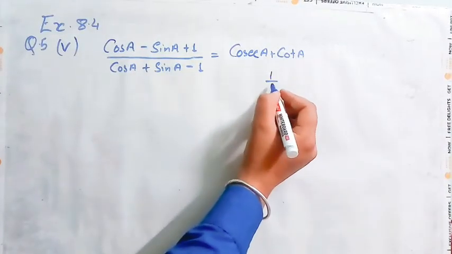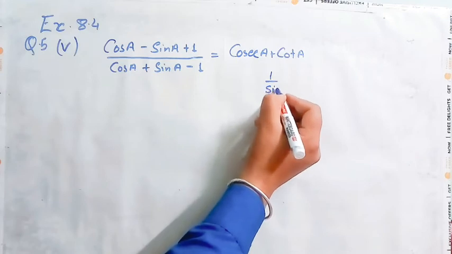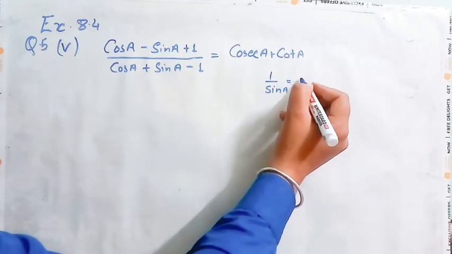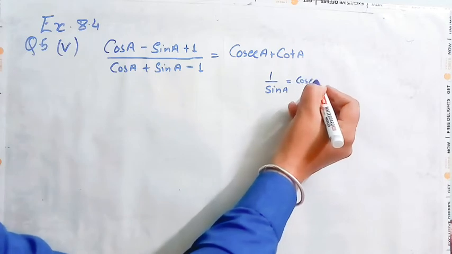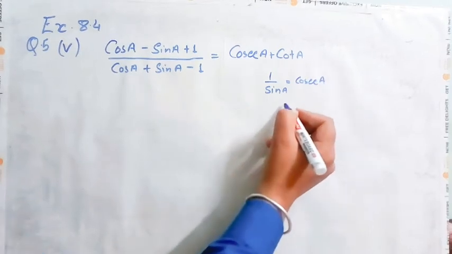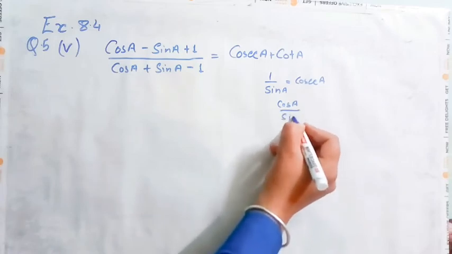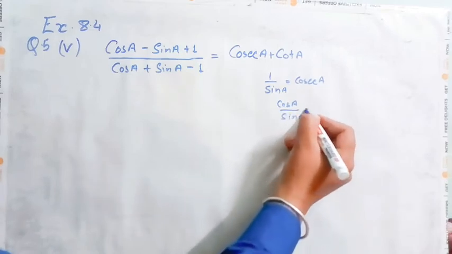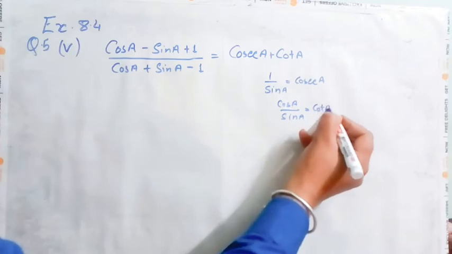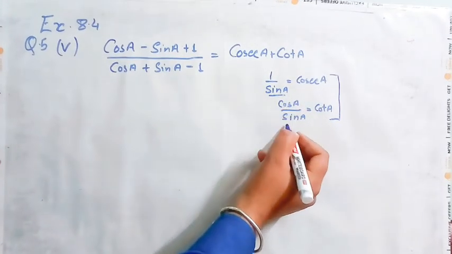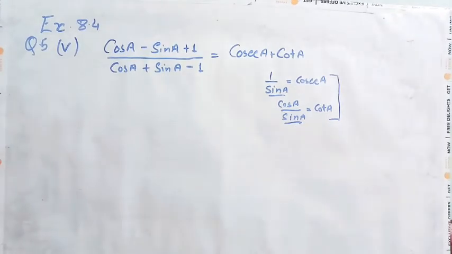Now see the right hand side of the question, and you know that 1 upon sin A equals cosecant A, and cos A upon sin A equals cot A. So both are divided by sin A.